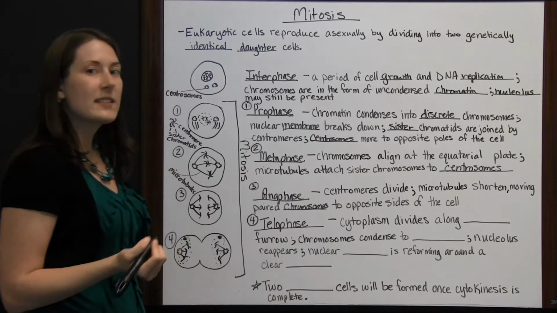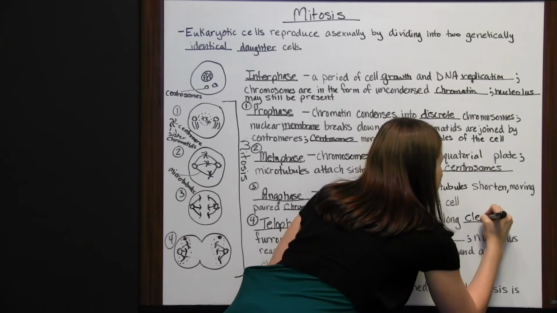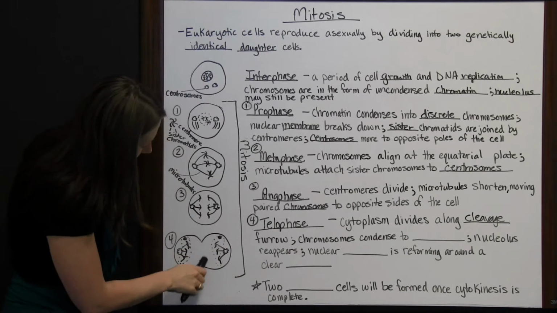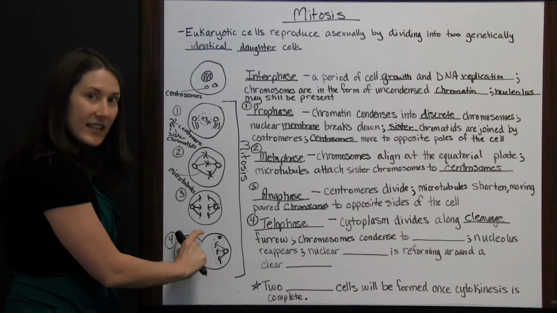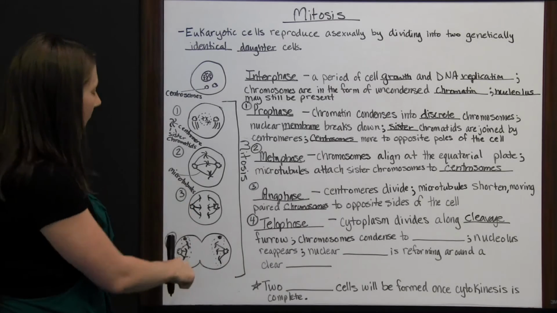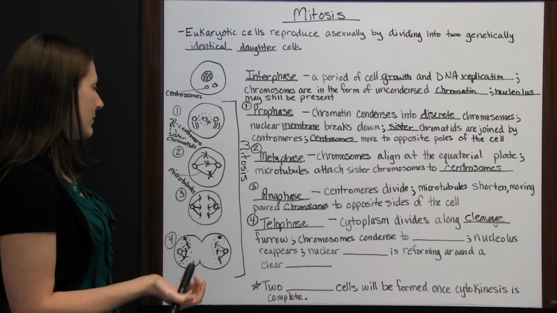In telophase, the cytoplasm divides along a cleavage furrow. And so you can see how it starts to kind of dip in. It cleaves in half, and so there's that cleavage furrow, and that's going to show you where your cytoplasm is going to eventually split completely off and form two new cells.